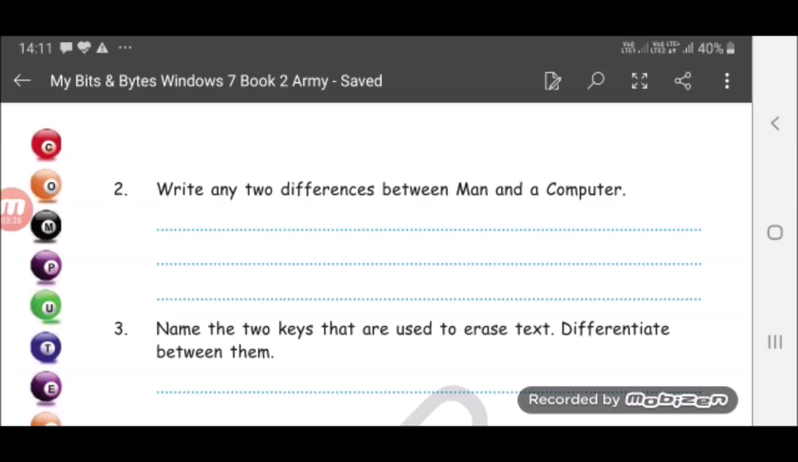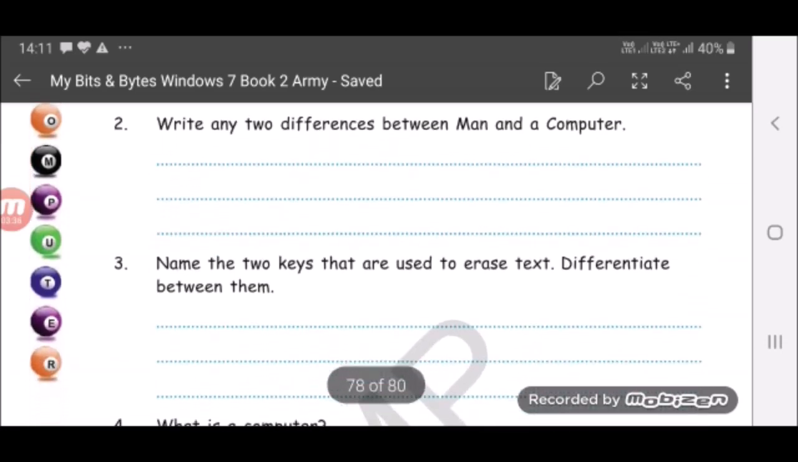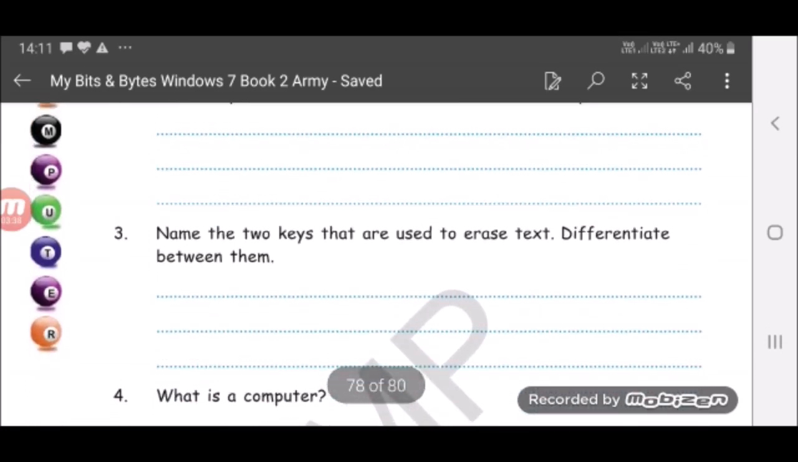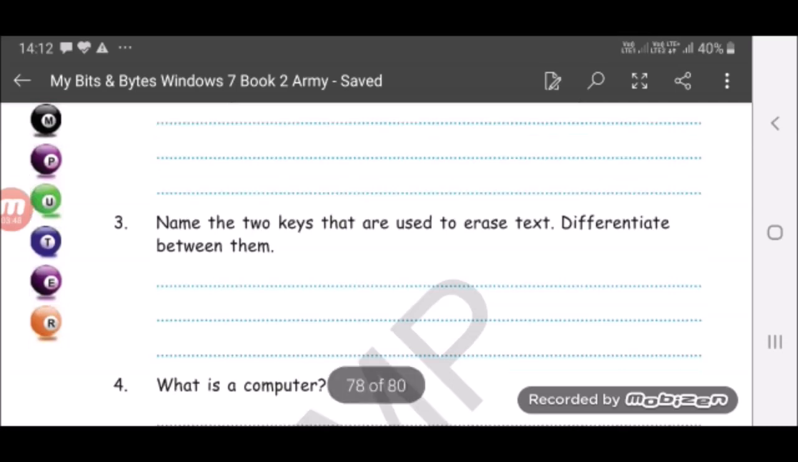Name the two keys that are used to erase text and differentiate between them. The two keys that are used to erase text are delete and backspace. Backspace deletes the character to the left of the cursor, and delete erases the character to the right of the cursor.